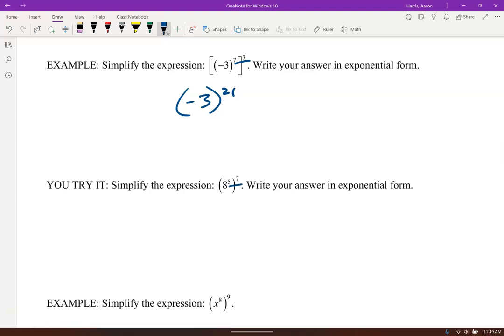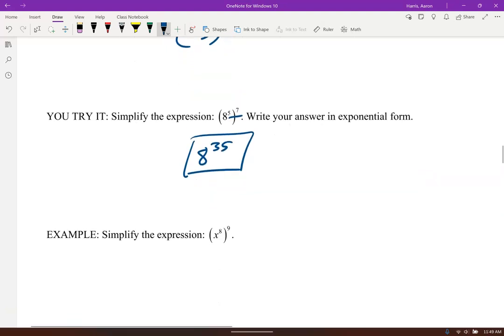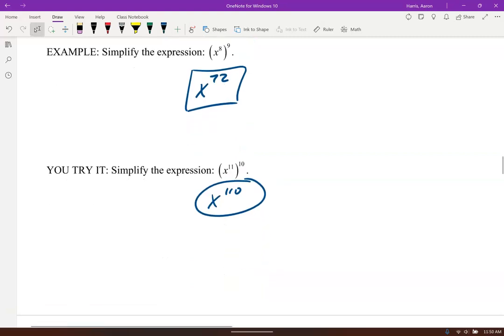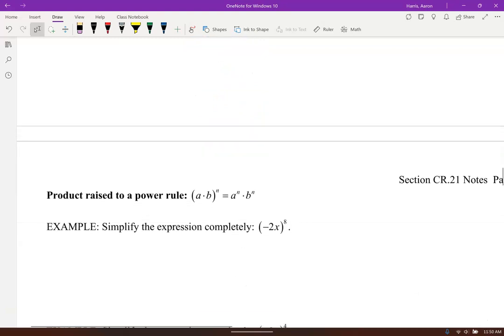So power of a power, and so on. Lastly, this one would be 7 to the 72nd. And then 11 times 10 was 110. Okay, any issues on that, you guys? We're working with positive exponents this section.